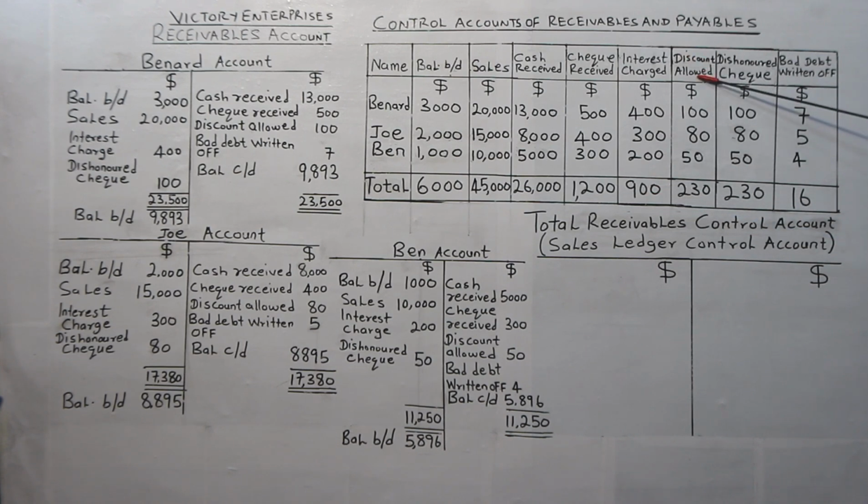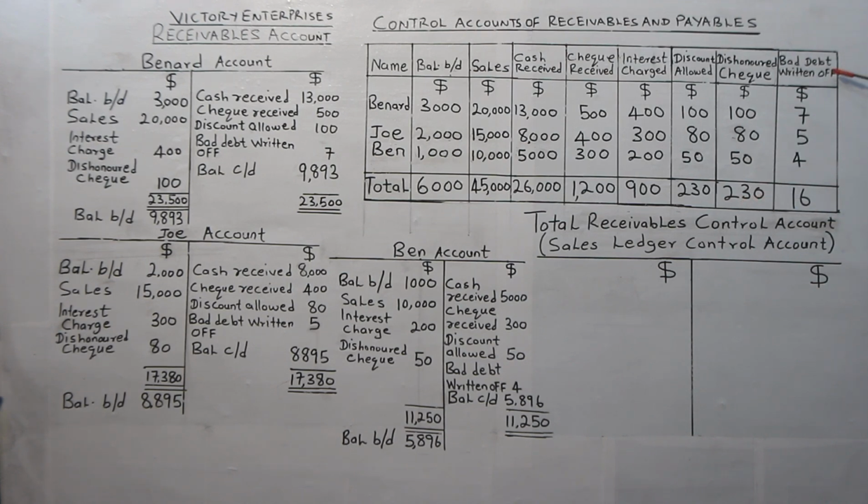We have discount allowed. We have 100 for Bennett, 80 for Joe, and 50 for Ben. That gives us a total of $230. Then we have dishonored checks. We have 100 for Bennett, 80 for Joe, and 50 for Ben. That gives us a total of $230.